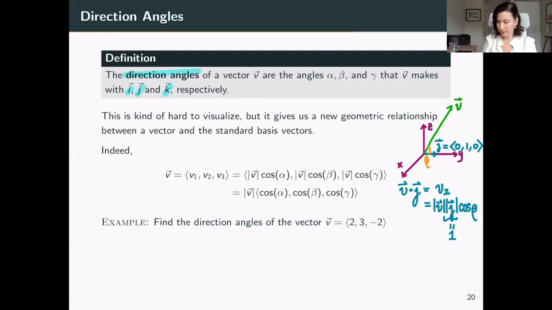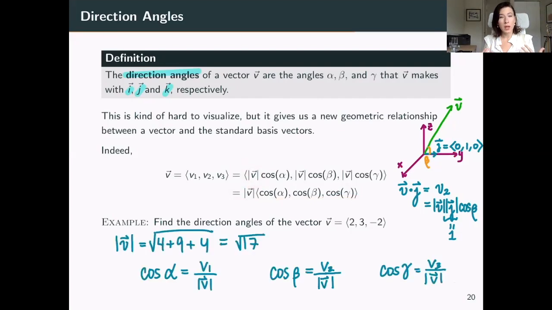We can then use this information to help us find the direction angles of any given vector v. Here, we're given a particular vector v, <2, 3, -2>, and asked to find the direction angles. In order to do that, we need to first determine what the magnitude of our vector v is. Go ahead, work through that computation yourself, pausing the video. If you got the square root of 17 for the magnitude of the vector v, you've done great.